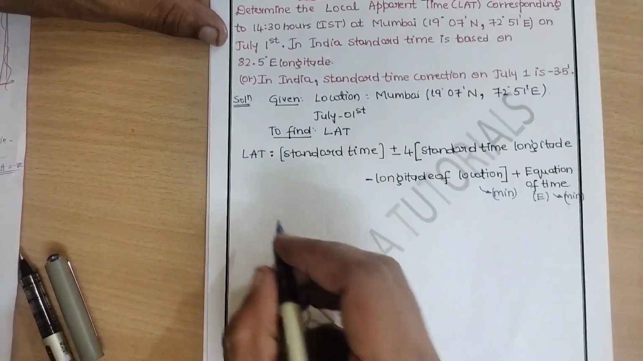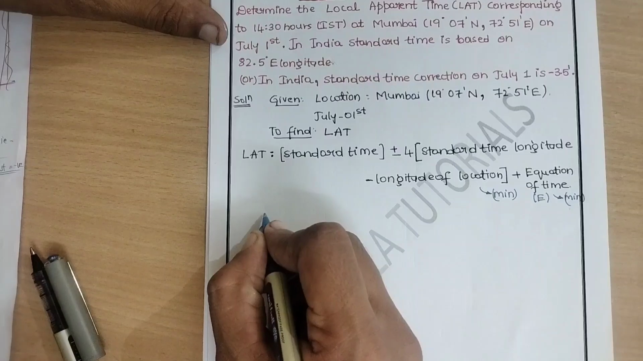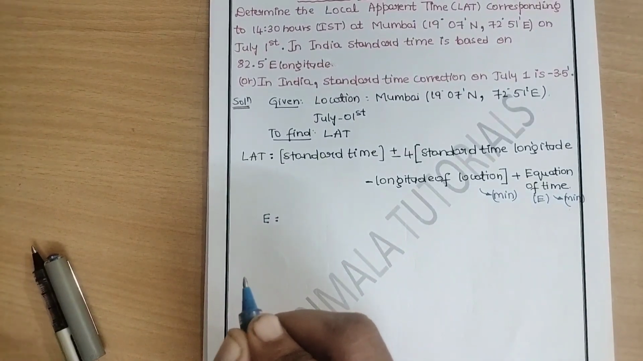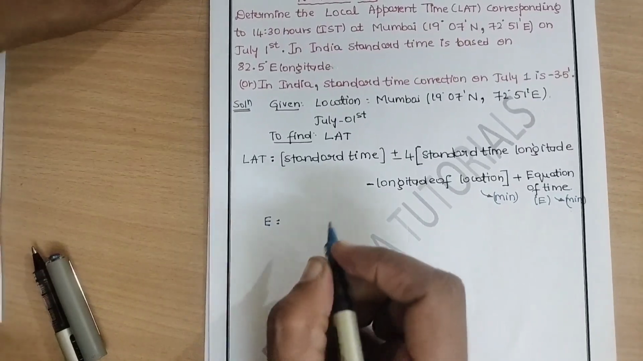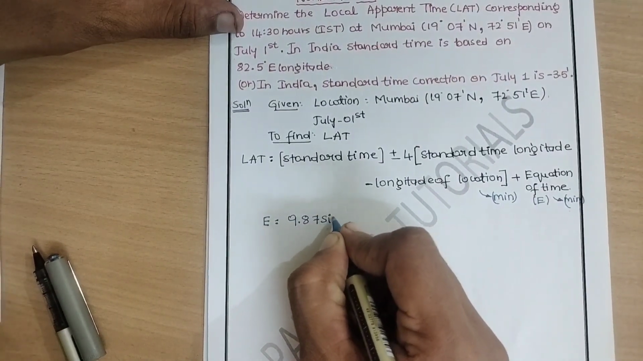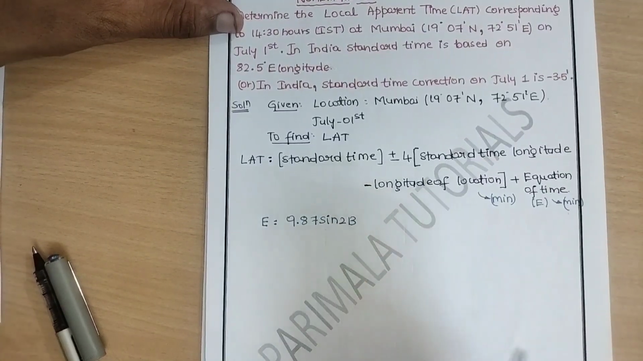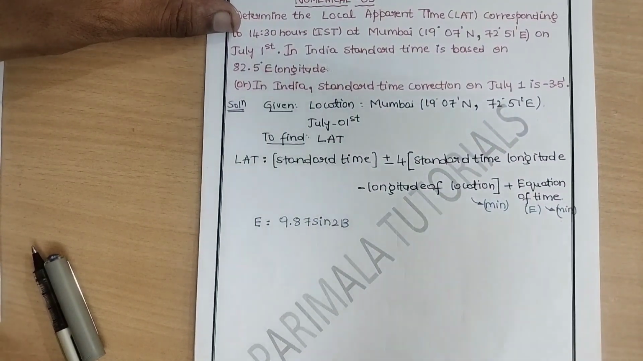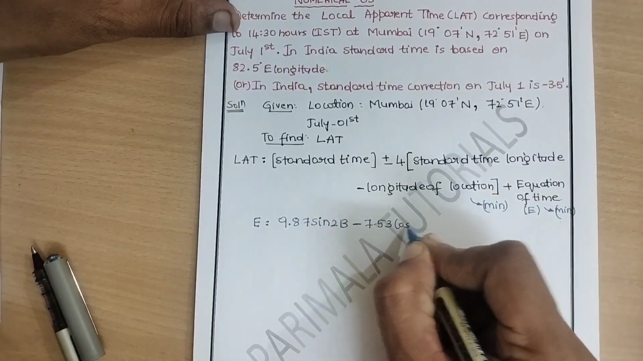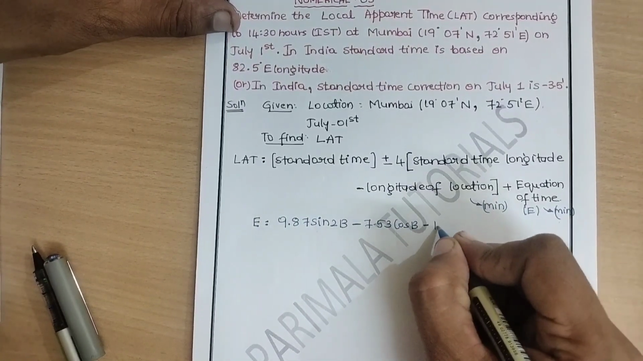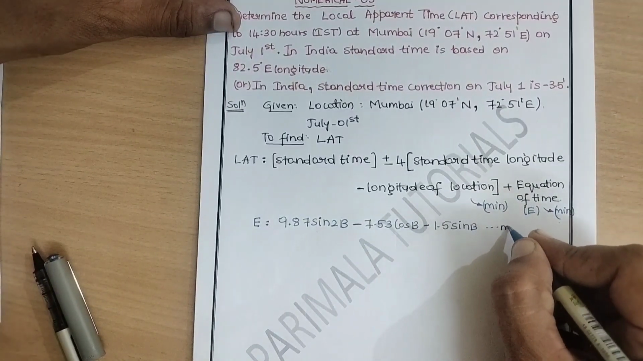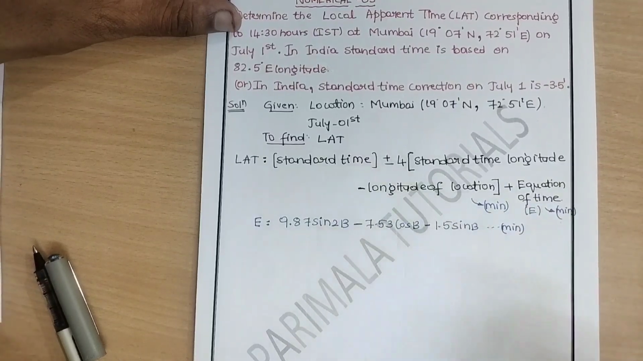Let us decode one by one. The equation of time E, we are supposed to calculate. The equation of time E is given by one more equation: E equals 9.87 sine of 2 times B, where B is just a constant, minus 7.53 times cos of B minus 1.5 times sine of B. Very important, this also will be in terms of minutes.